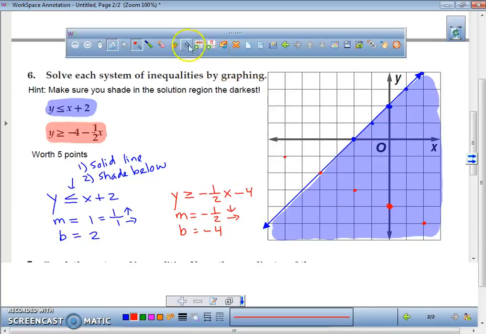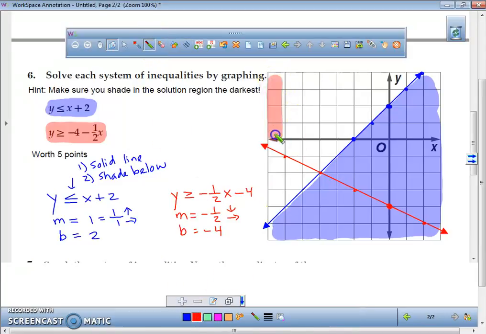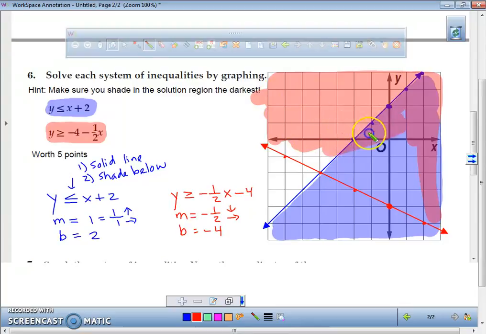Very nice. Once again, we're allowed to do a nice solid line because it says greater than or equal to. So we're doing the solid line because of the equal to, right? And then where are we going to shade? Everywhere above, all right? And hopefully, as you're doing this, you start seeing where the feasible region is, the solution region.